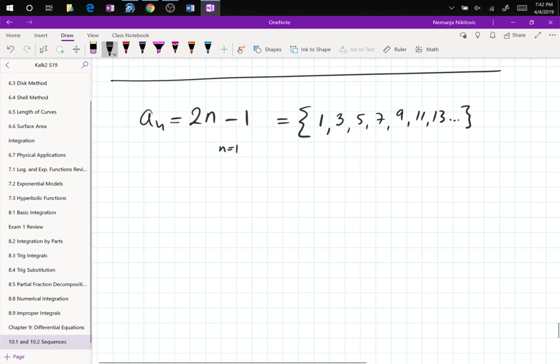So, can I graph this? And the answer is obviously yes. Your input is the n, which is 1, 2, 3, 4, 5, 6, and so on. There is nothing in between these numbers. These are discrete jumps from 1 to 2.